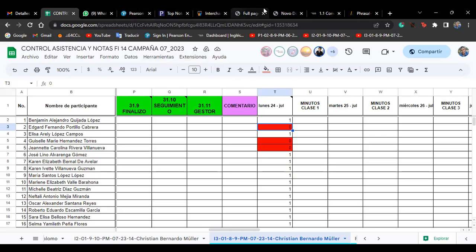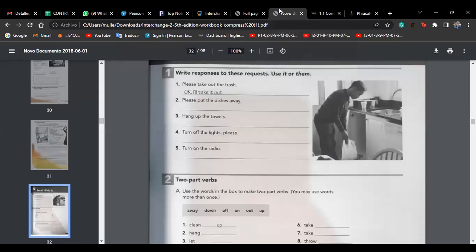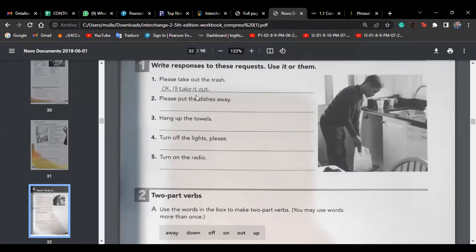I appreciate it a lot. Now, let me continue over here with the phrasal verbs activity. We have the first activity, and it says, take out the trash. Now, according to the context, what will be the meaning of take out? Sacar. Yes, sacar. Take out the trash. That will be the meaning. Saca la basura. Perfect.